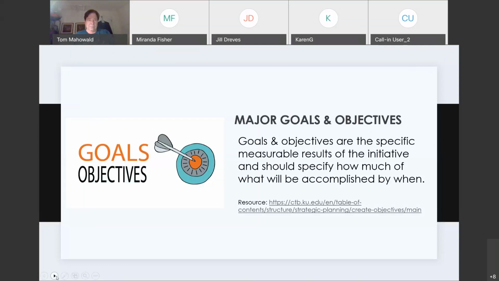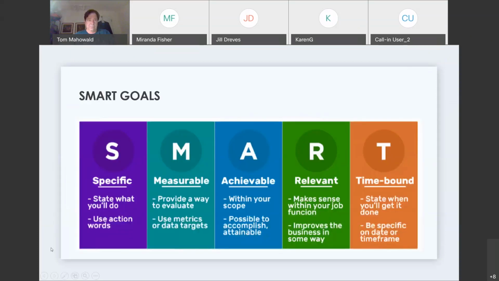So I think everyone's familiar with SMART goals. As you develop your goals and objectives, you really want to make sure they meet the SMART statements here. So obviously they need to be specific. You're going to state exactly what it is that you want the community to do, and you need to use action words. You want to make sure it's measurable, and that's a big thing for the Board of Trustees.